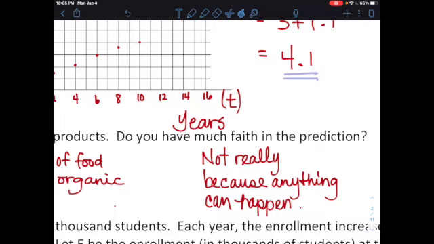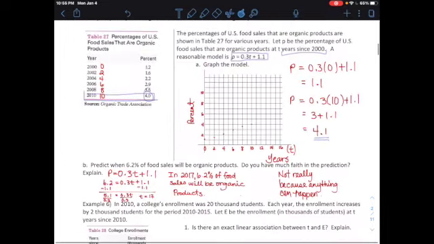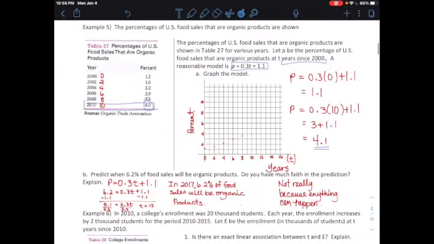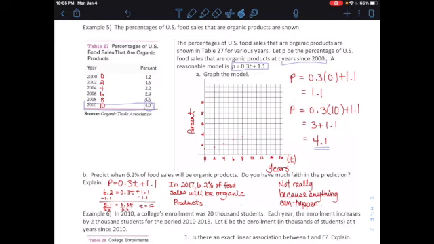I hope that explained this word problem. Okay, and we're going to practice a few more so you get a better understanding of it.